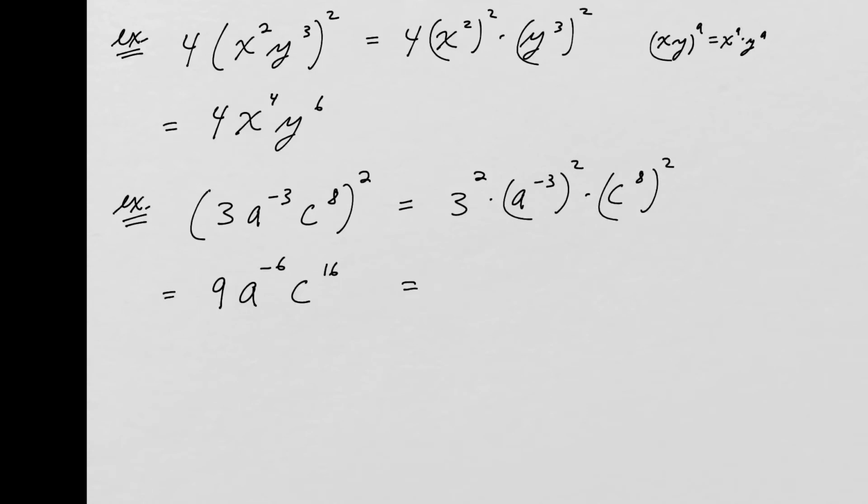And then finally, since I don't want any negative exponents, the 9 and the c to the 16 are fine. I can leave those in the numerator. And then I would put the a in the denominator, and that's okay as long as I change the exponent from a negative 6 to a positive 6. And then that would be my answer. So now I have an answer with no negative exponents. Okay, and then, so that was raising a product to a power.